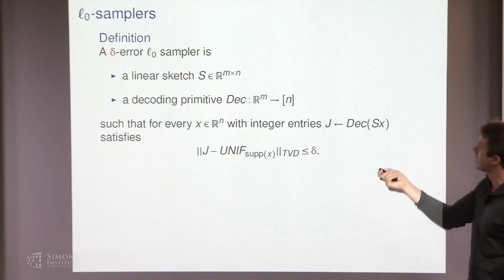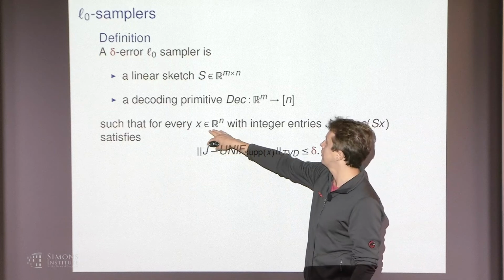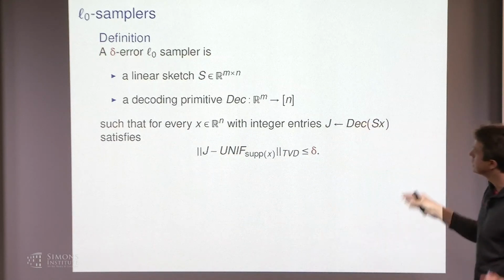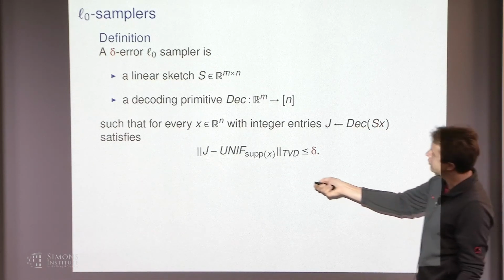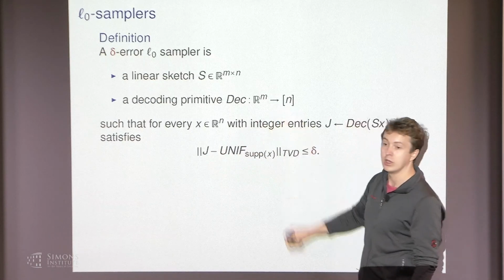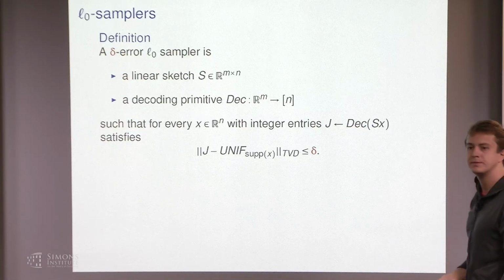Okay, so the sketch together with the decoder is an L0 sampler if for every x in R^n with integer poly-n bounded entries, the following is true. If we decode the sketch of x, then the distribution of this one element of the universe that we get is close to the uniform distribution on the non-zeros of x in total variation distance. It's delta close.